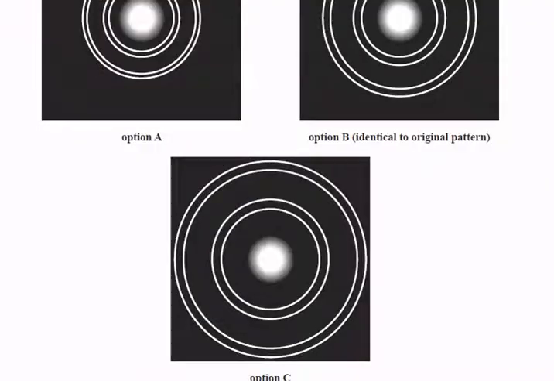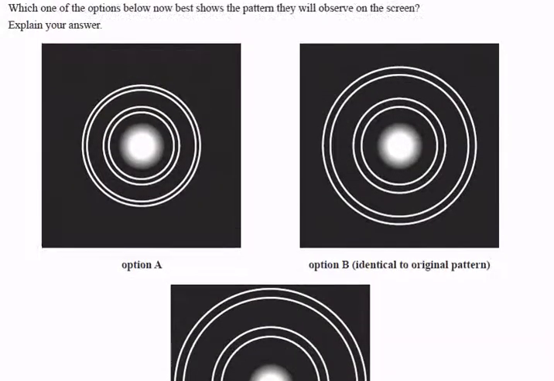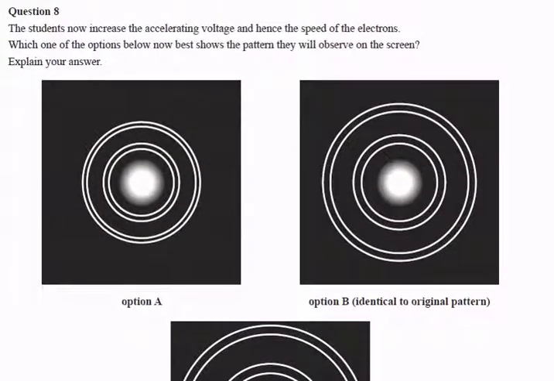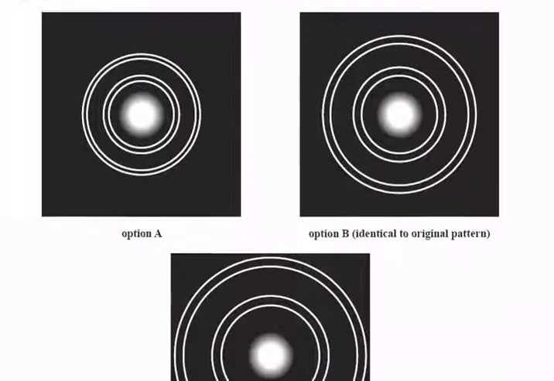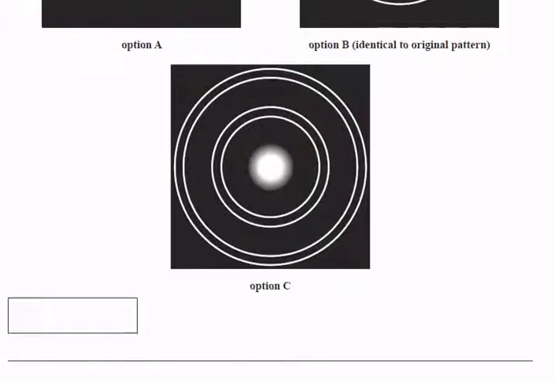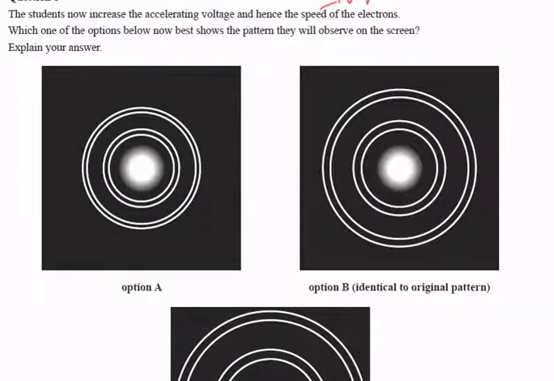That was question 7, we've got question 8. Okay, students now increase the accelerating voltage and hence the speed of these electrons. Which of the options shows the best pattern they will observe on the screen? So the velocity is going faster. Okay, and this is just like a double slit. You've got to explain your answer as well.